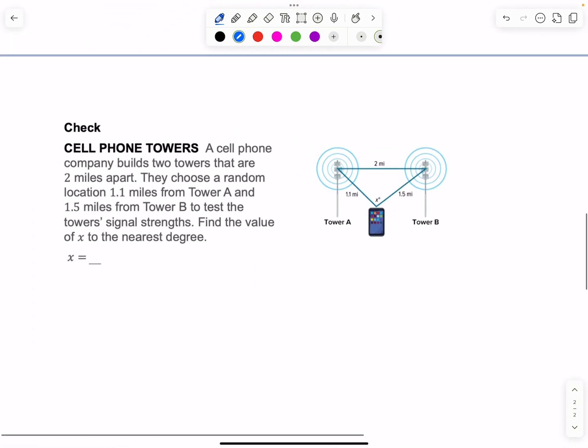All right, pause this and try the cell phone tower one. So right now, pause this video, try the cell phone tower one on your own. Remember now that this one is side, side, side. We have all 3 sides. So we're going to be using the law of cosines, but this is going to look a little bit different because we're going to use what we're looking for there.